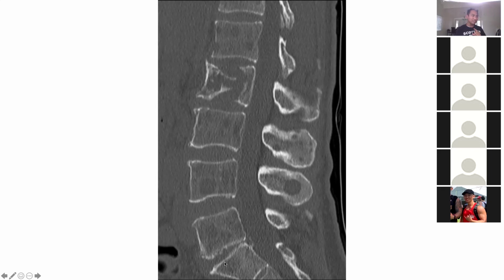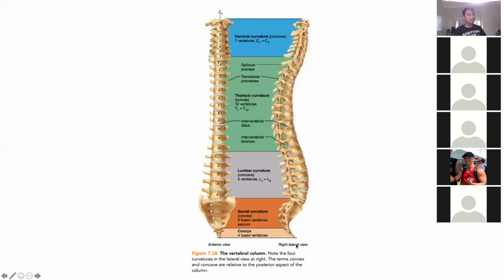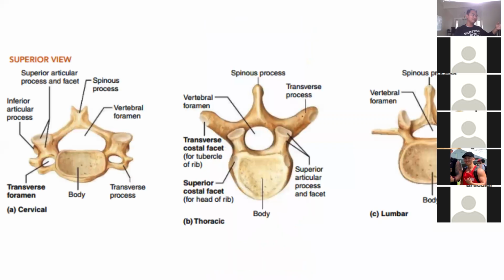Sometimes the sacrum is fused with the lumbar 5 vertebra, and it can be very difficult for us to appreciate whether it is sacrum or lumbar 5. It doesn't really matter, because we are looking at the more generalized picture. So that's the 7, 12, 5, 5, 4. I believe it's no longer new information for you.